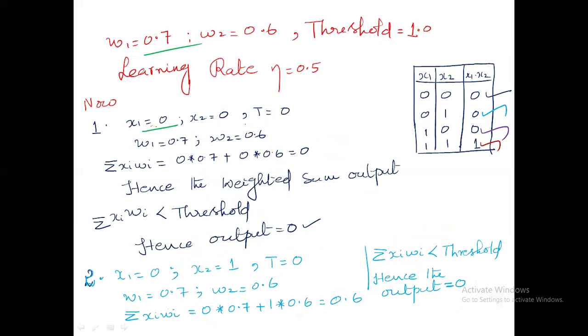In W1 first, once we are updating the weight value, we have to start from the first pattern, 0 0. We are applying 0.7, 0.7. In this case, we are getting 0, which is less than the threshold, so 0. Second pattern, 0 1, with 0.7, 0.6. It is less than 1, so we are getting 0. The targeted output matches the predicted.